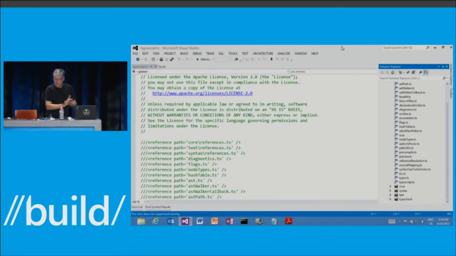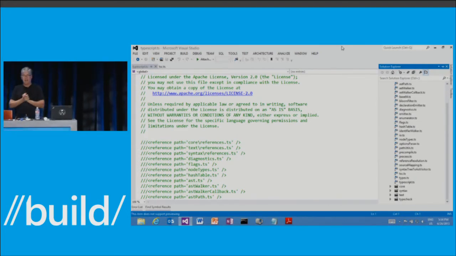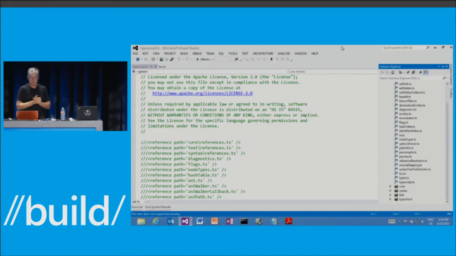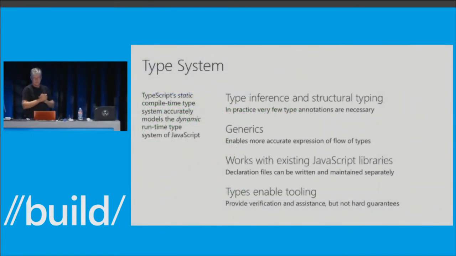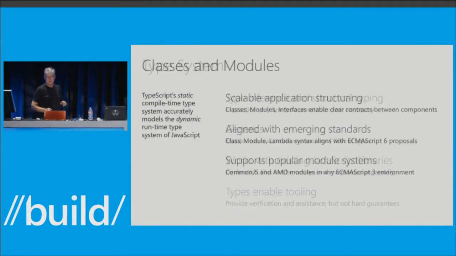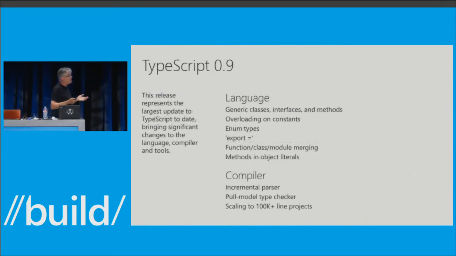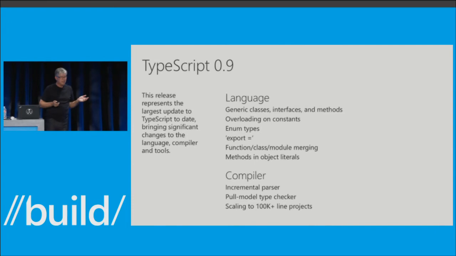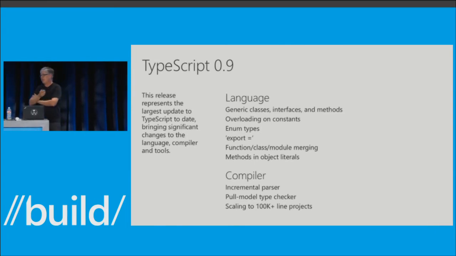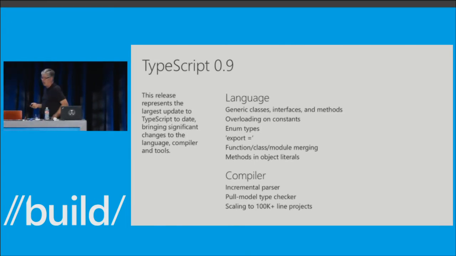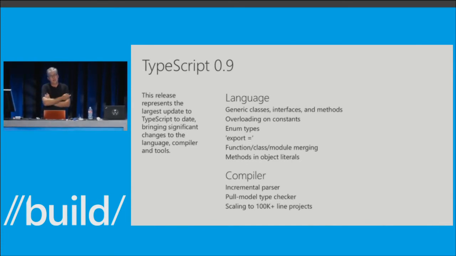Okay, we're getting down to the end here. Let me have my slides back, and then I'll try to summarize quickly. We talked about classes and modules, and I'm going to skip that. TypeScript 0.9 we released, like I said, last week. You saw some of the features here, generics. There are bunches of other cool new features in 0.9, and I would urge you to go download it and experiment with it. We'd love to get your feedback on our forums and so forth.